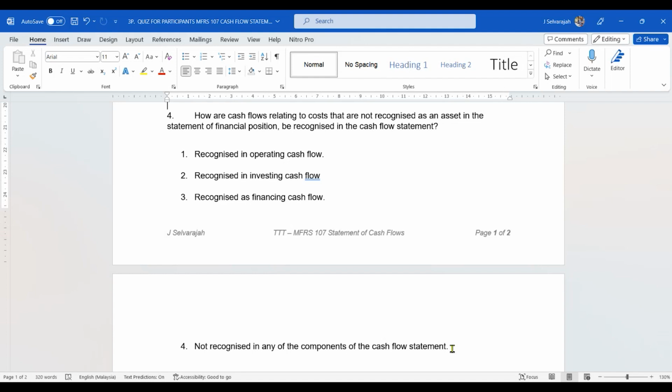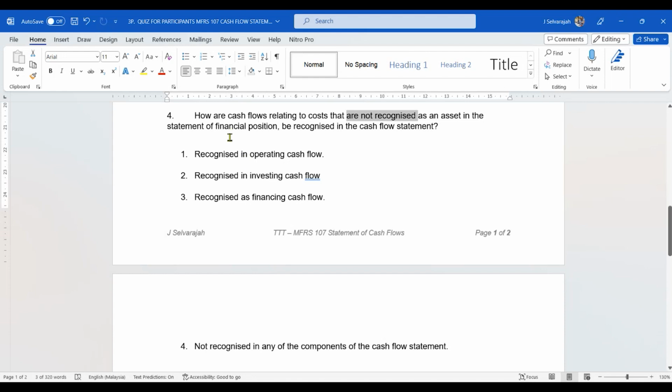The key point here is that when there is a cash flow that is not recognized as an asset, that means you paid for an expense, it is operating cash flow. If it's recognized as an asset, then it's probably investing or financing. So the key point is here: it must be recognized as an asset to be either investing or financing. Otherwise, if it is not recognized, it must default to operating cash flow.